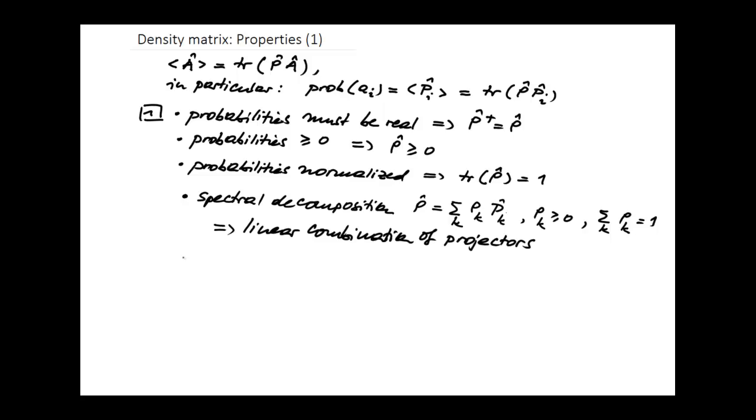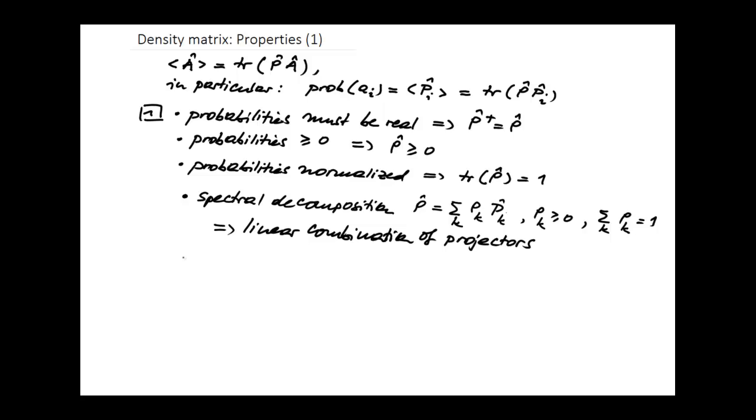And that's in fact the form in which we first encountered the density matrix in our spin example. In that case, the density matrix was 1/2 projector spin up plus 1/2 projector spin down. So it was a linear combination of projection operators. And this spectral decomposition shows that you can always write a density matrix as a linear combination of projection operators.